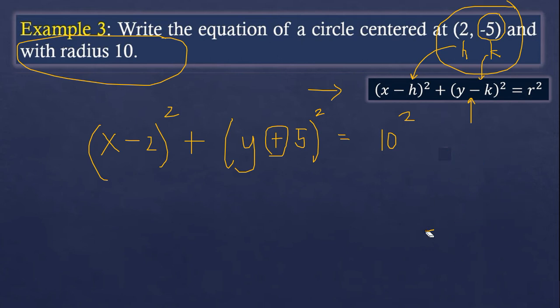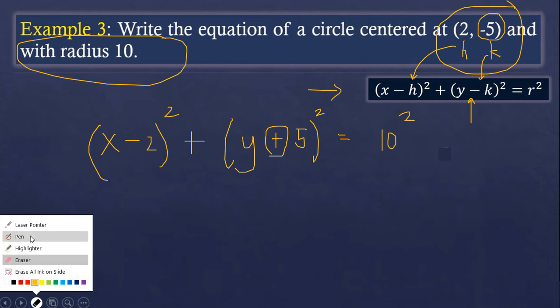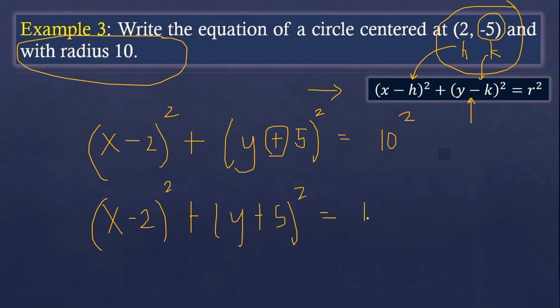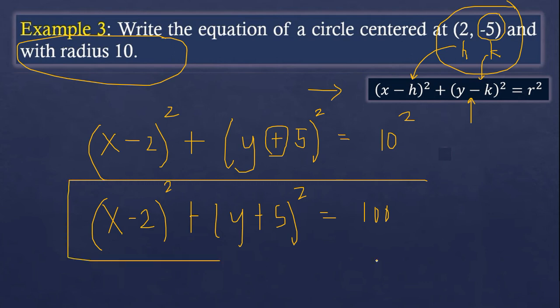Next. We need to simplify our answer kasi yung r natin ay naka-exponent pa. So, ito na yung final answer agad. x minus 2 squared plus y plus 5 squared is equivalent to 100. Final answer. This is the standard form.